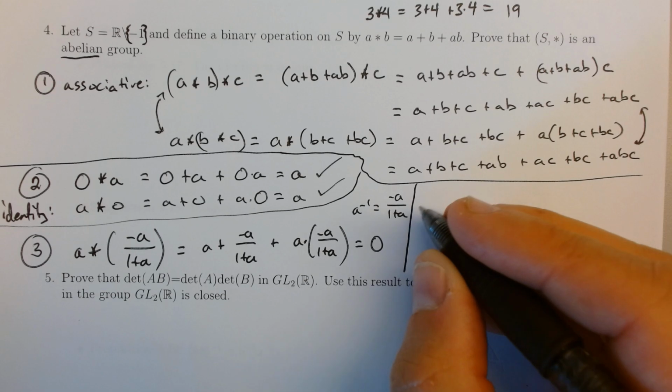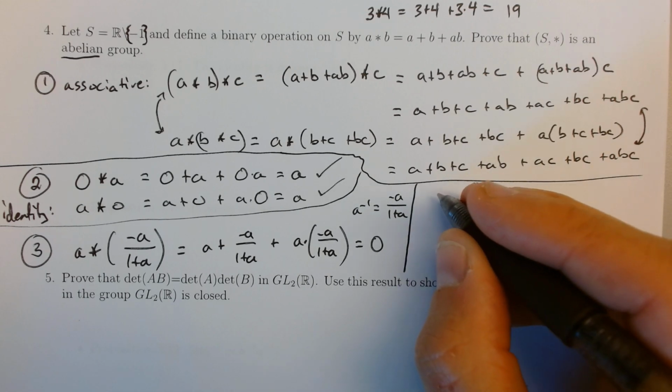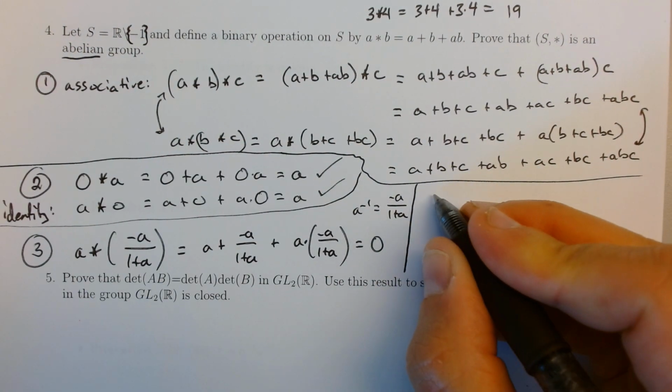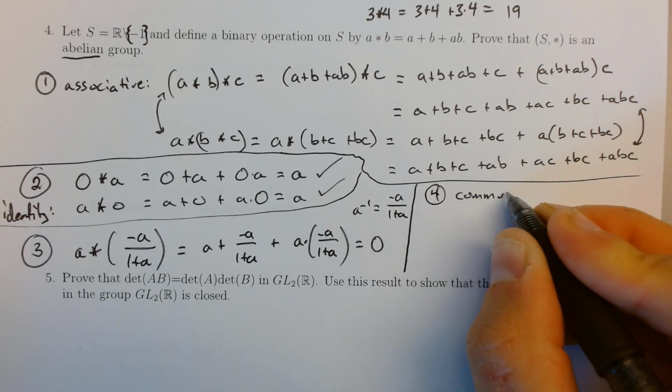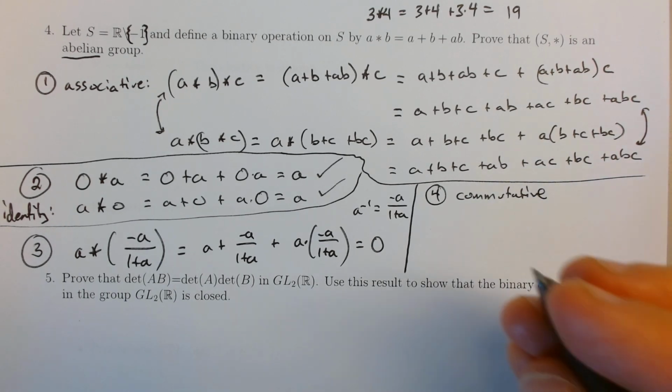Okay. And then the last thing, so we've shown it's a group. So at this point, we know it's a group. But we also want to show it's an abelian group. So the last step here is to show it's commutative. But that's actually really easy.